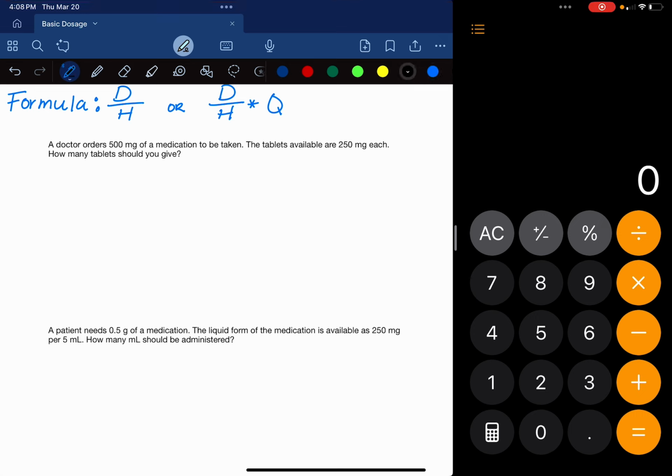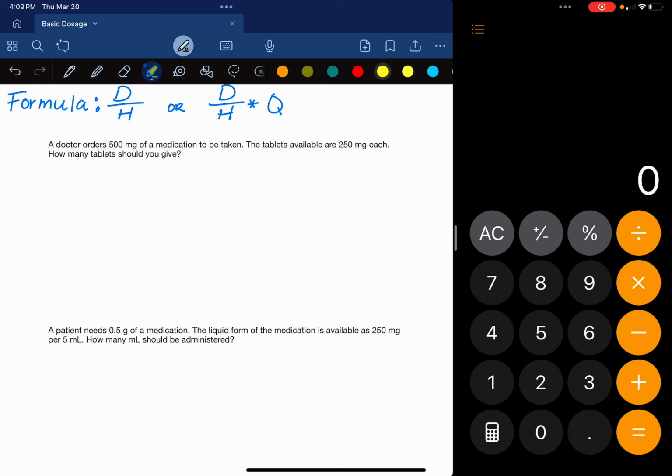Okay. So this first question, what is being asked? I read what they want first. So it's asking how many tablets should you give. So it says here that the doctor orders 500 milligrams of medication to be taken. The tablets available are 250 milligrams each. How many tablets should you give? So let's see what is needed. What information is really important here?